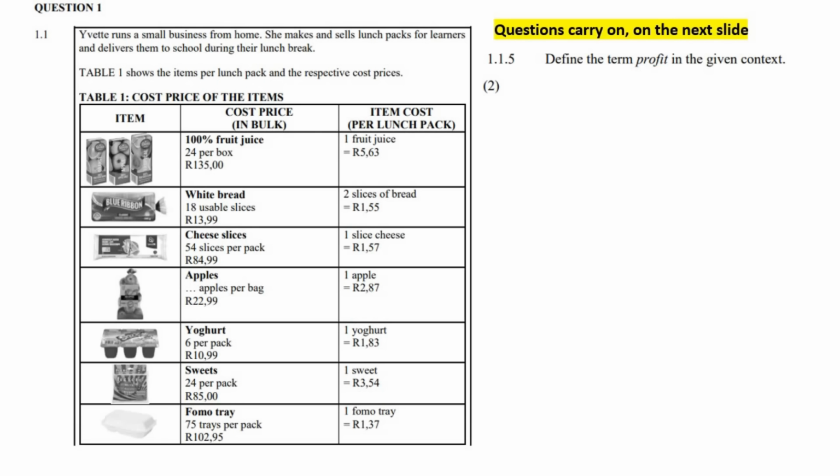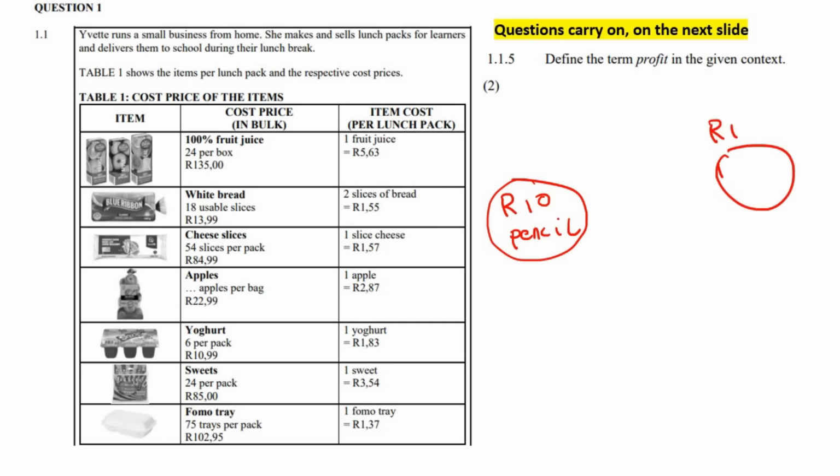Hey guys, let's say you have something that's worth 10 Rand. Okay, let's say you have a pencil. And you go buy this pencil from the shop. You went to a shop, I don't know, Pick and Pay, Checkers, ShopRite, whatever shop you want to go to, it doesn't matter. You go to a shop and you buy a pencil for 10 Rand. You then go to your friend and you sell the pencil for 13 Rand. So how much money did you make?